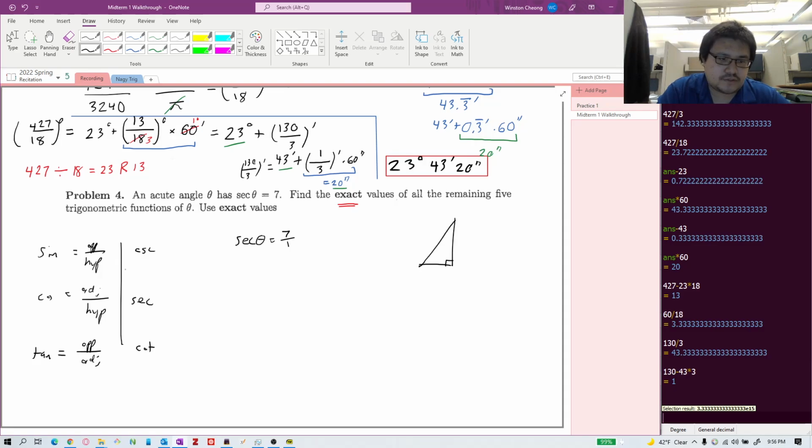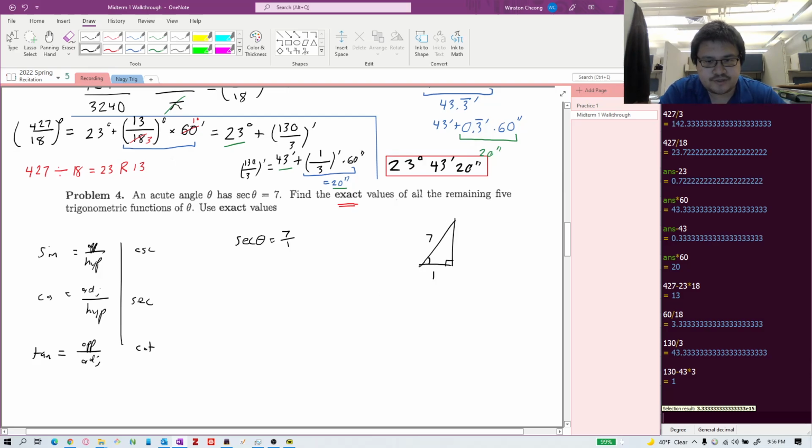Right, so secant is going to be hypotenuse over adjacent, and we're viewing this 7 as 7 over 1. So we can just correspond these values. The hypotenuse we can set to be 7, and the adjacent side we can set to be 1. I'm marking also that this is the angle that I'm referring everything to, so that's why this side is the adjacent side. It matters which angle you choose as your perspective.